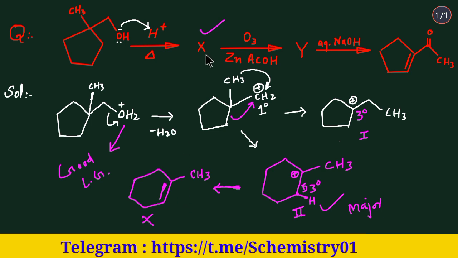Now after this, there is ozonolysis. We have to react this alkene with ozone, right? So I hope you remember the ozonolysis of alkene. So let's see on the next page. So this is our alkene here, and we have to treat it with ozone. And we know that whenever any alkene is treated with ozone, ozonolysis takes place, and we get either the aldehyde or the ketone here.